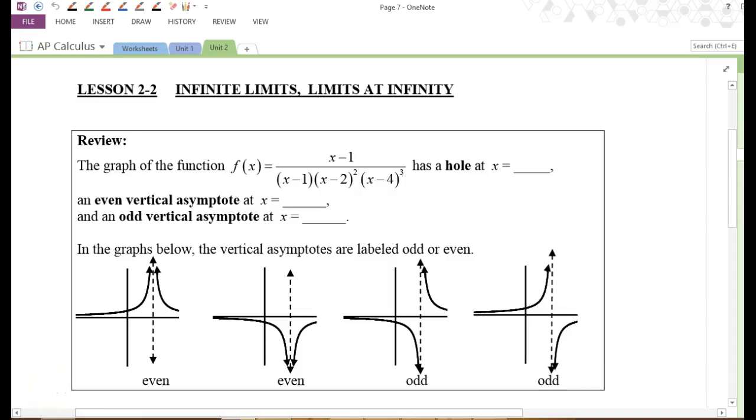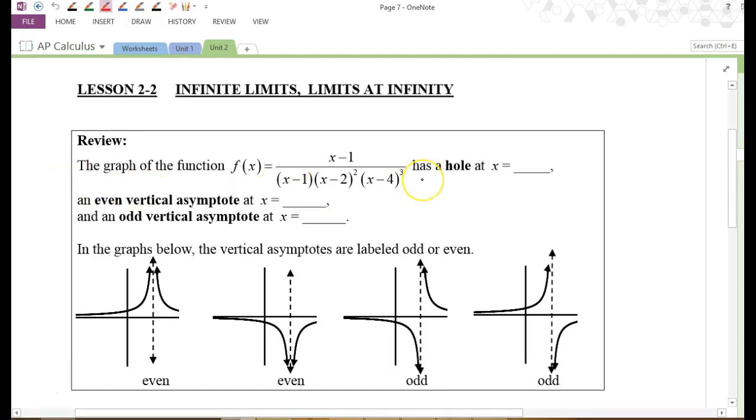Hi guys, so today I'm going to go over lesson 2, which is going to be infinite limits and limits at infinity. So we're really going to be talking about asymptotes, both vertical and horizontal. Okay, so just a quick review.